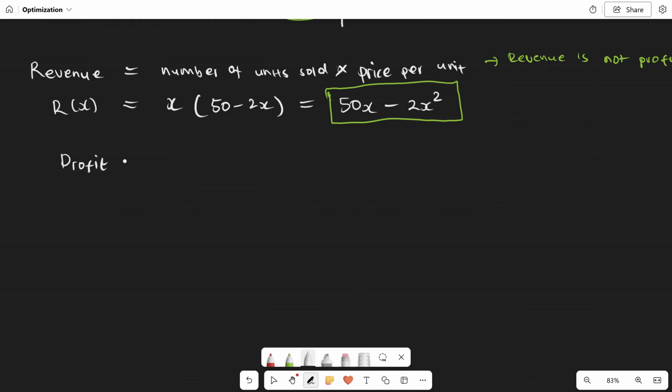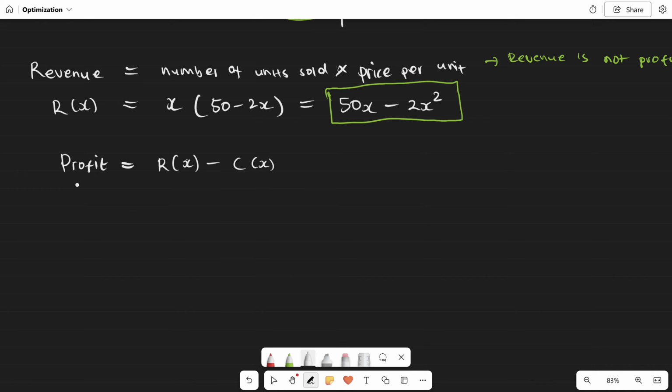So the same thing applies here. Your profit here will be your revenue, which is the amount that you sell for, minus your cost.